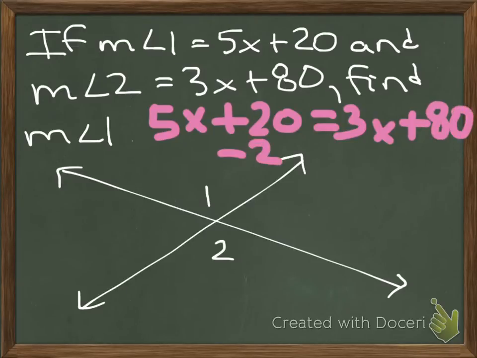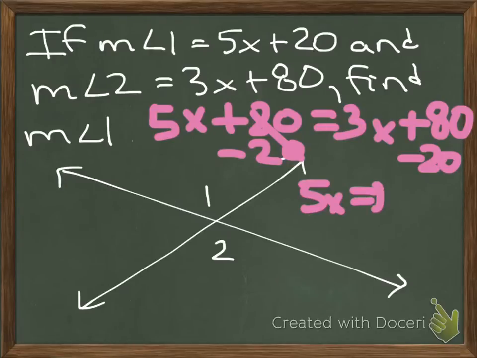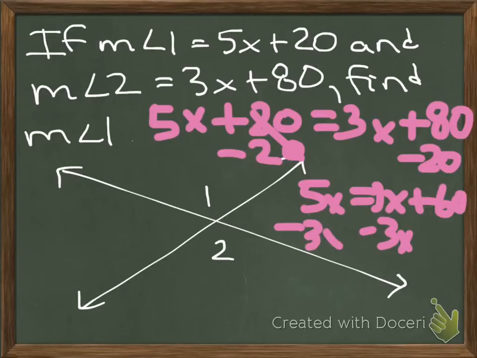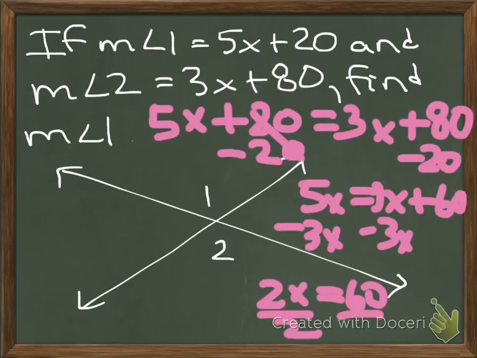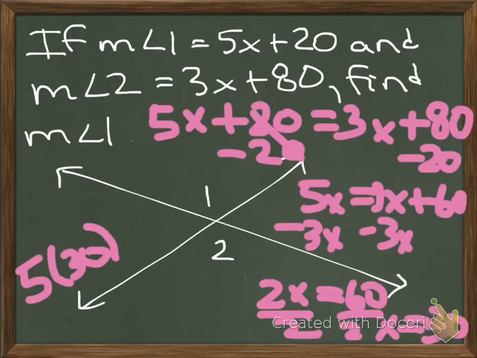So we need to combine like terms. And we get 2x equals 60, and then we divide by 2 to get x equals 30, but they're asking for the measure of angle 1, so we need to plug in 30 into 5x plus 20. So that would give us 150 plus 20, which is 170.